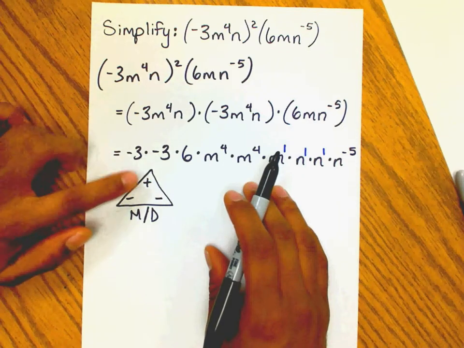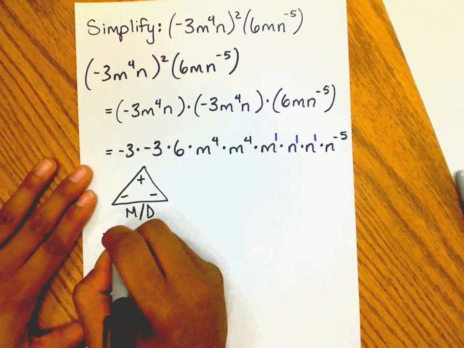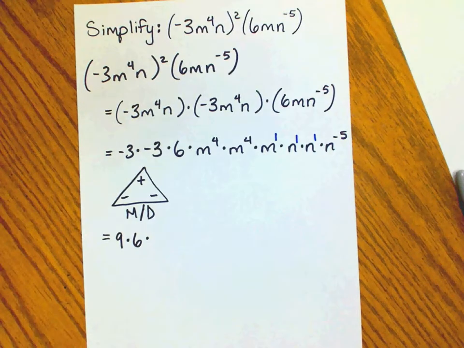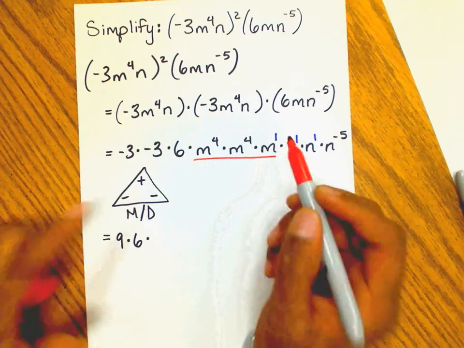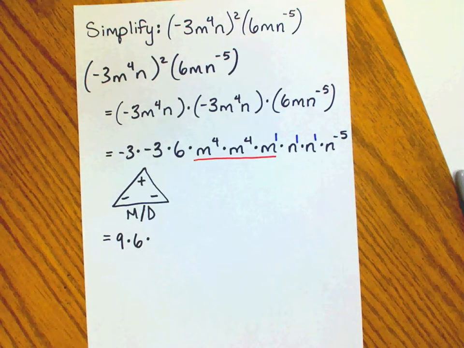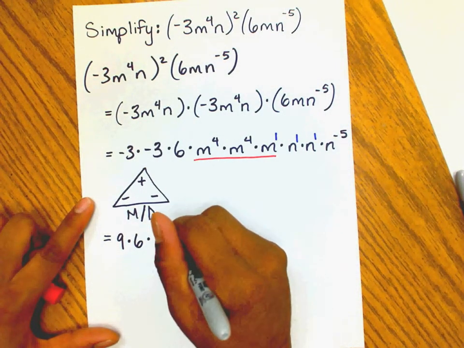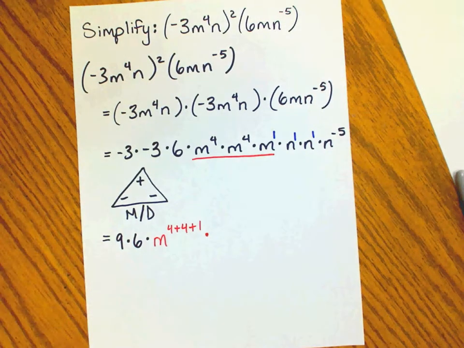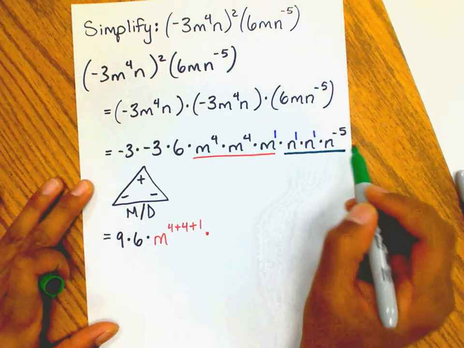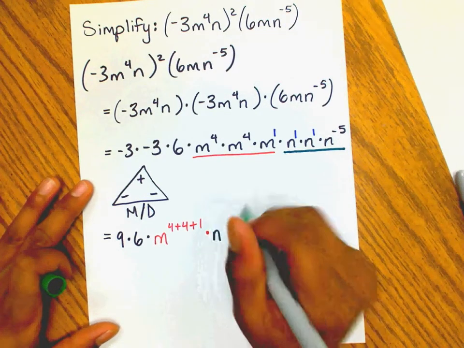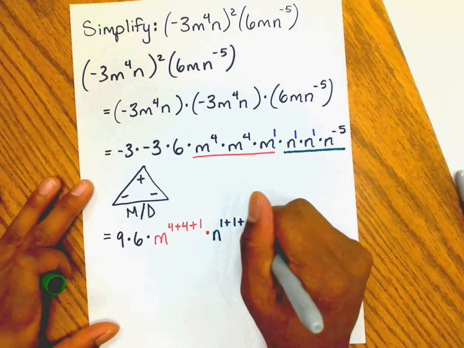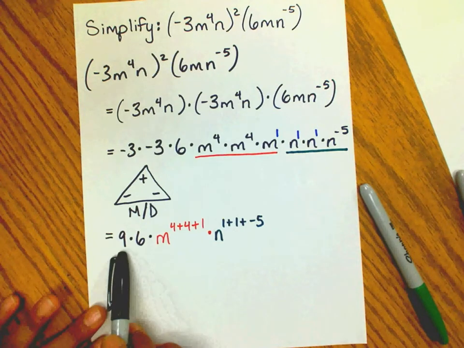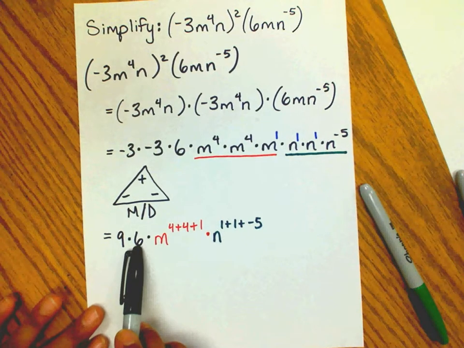So I have 9 times 6 times, now I'm going to rewrite my m's, showing that I'm adding the exponents. So when I do that, m to the 4 plus 4 plus 1, times, and now I'm going to do my n's the same way. Write it as addition. So, n to the 1 plus 1 plus negative 5. Now we're going to go ahead and address that. 9 times 6, when you continue simplifying, that is going to be what, folks? Anybody know? 54, right?